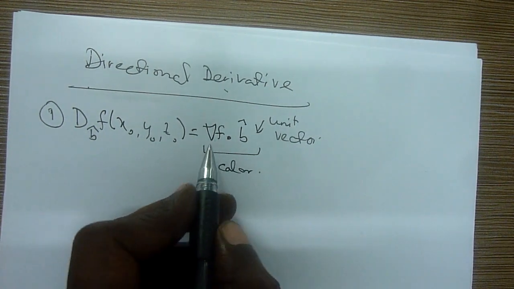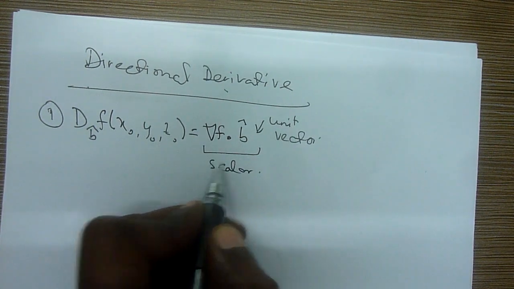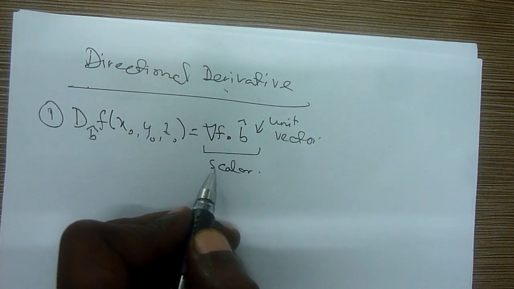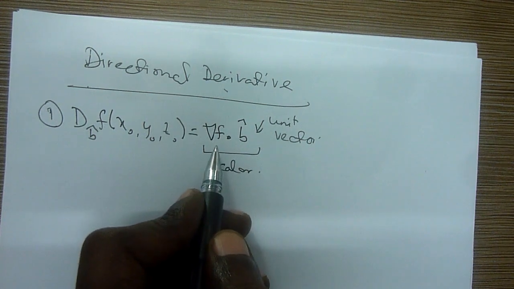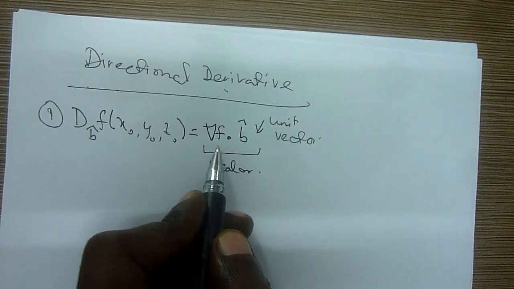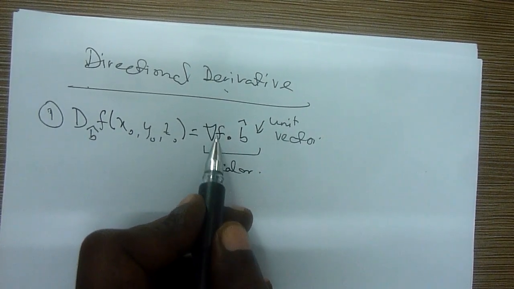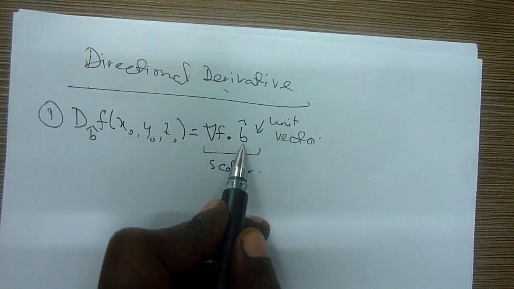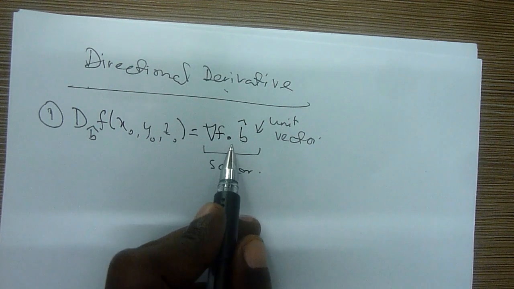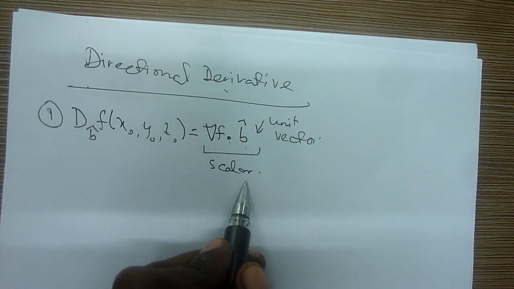Why does it become a scalar? Because you must understand this. When I say scalar, it means it's one value that will carry the value. It never carries the direction. Therefore del f here is a vector. This is a unit vector. Dot product of these, I will get a scalar.